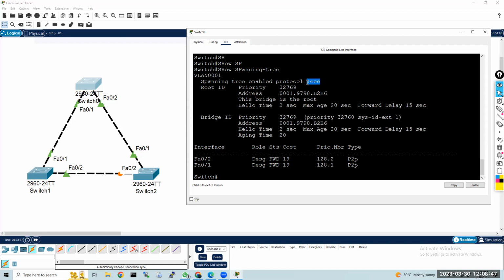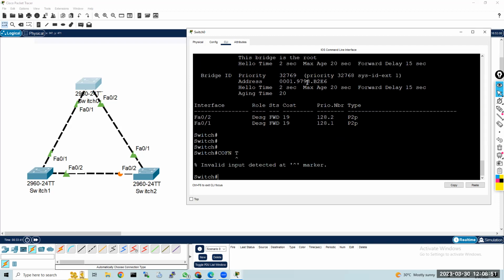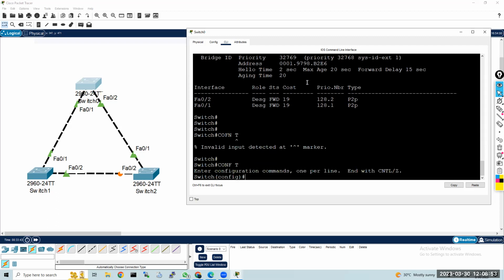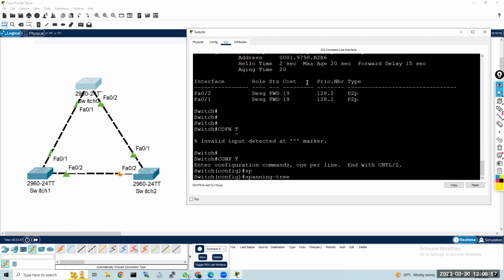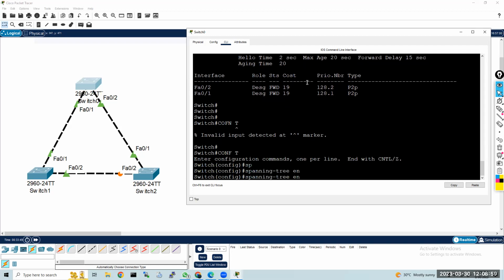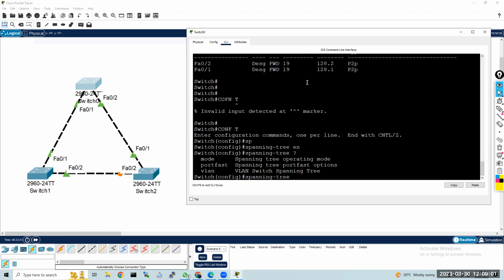Do you remember I told you how to change this? Go to global configuration mode. Spanning tree, enable, give the question mark. If you don't understand me, just give the enable. Okay, what is the next thing we should do, guys? I want to make it RSTP.